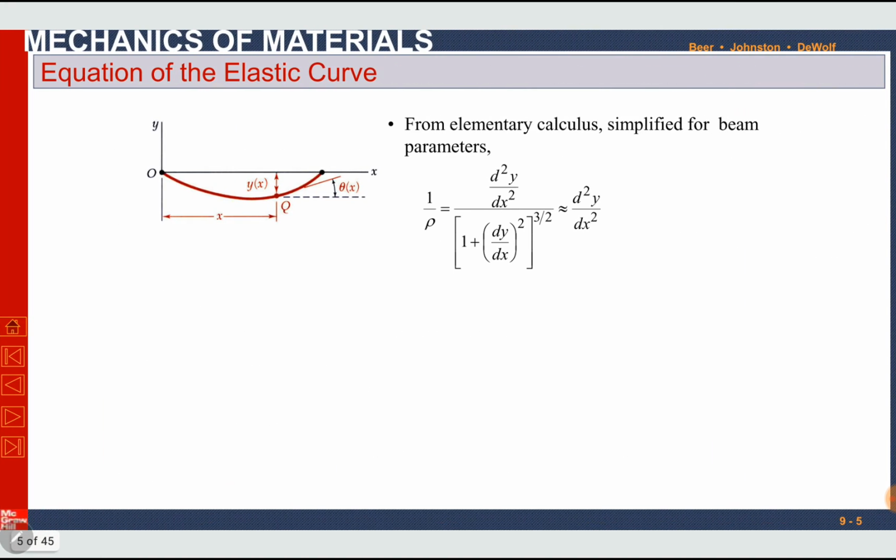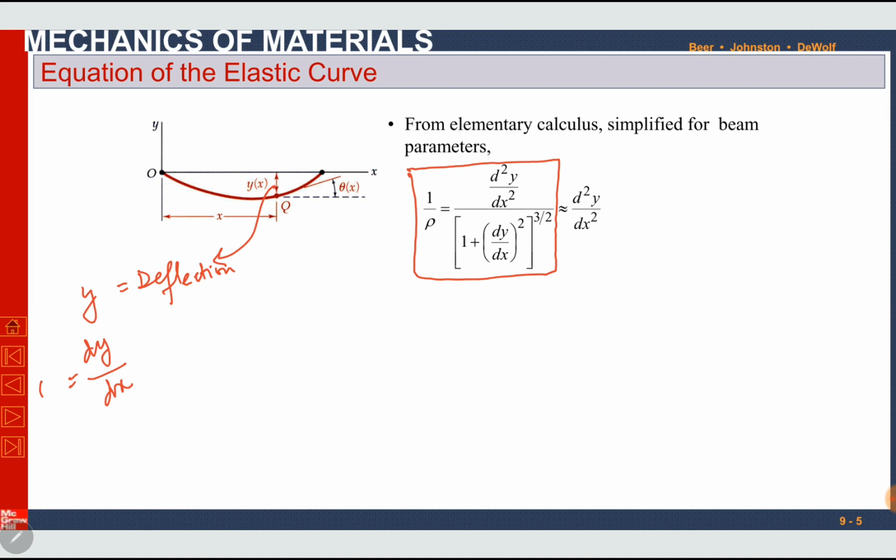From our previous studies of elementary calculus, we know that 1 over rho is equal to d squared y by dx squared divided by (1 plus (dy by dx) squared) all to the power 3 by 2. Here 1 over rho is curvature, y is deflection of the beam, we can see it here, it is deflection, and dy by dx is actually the slope.